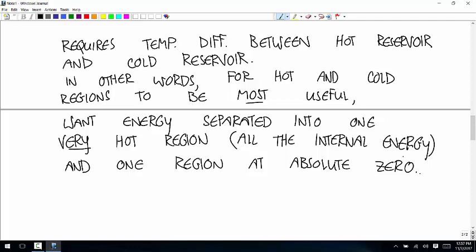Okay, so if you want to use the most possible energy from these two regions to do work, you want all the energy separated into one place, absolute zero in the other place, and then all the way down until you have your last exchange of energy. So now you have your last joule of energy in the high temperature region, and it's not very high anymore. Now it's close to absolute zero, and you'd still be able to construct a heat engine that takes the energy from the higher temperature region and moves it to the colder region.